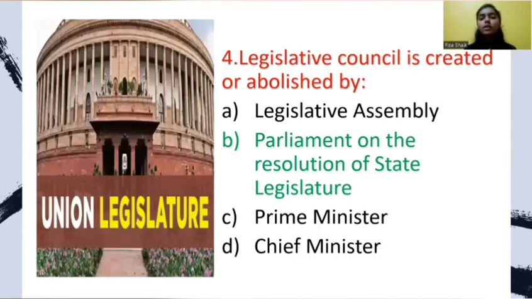Question number 4. Legislative Council is abolished by option A, Legislative Assembly, option B, Parliament on the resolution of state legislature, option C, Prime Minister, and option D, Chief Minister. The Legislative Council is abolished by Parliament on the resolution of state legislature.